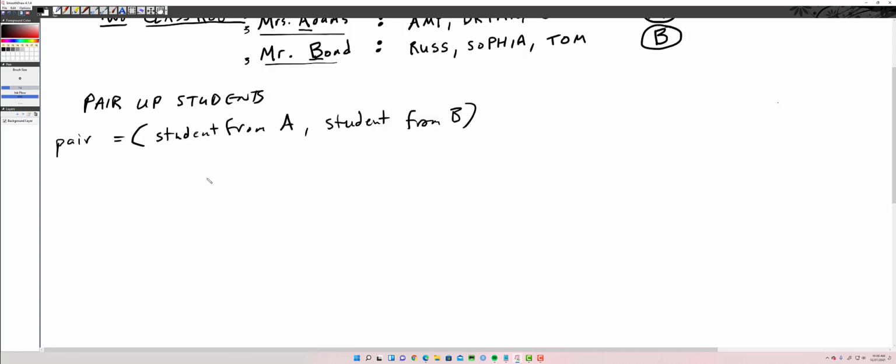And the way that you're going to denote the set of all pairs is this. This is also called the Cartesian product. We're dealing with sets. And I'm going to pause the video for a second. I'm going to write down all of these pairs.